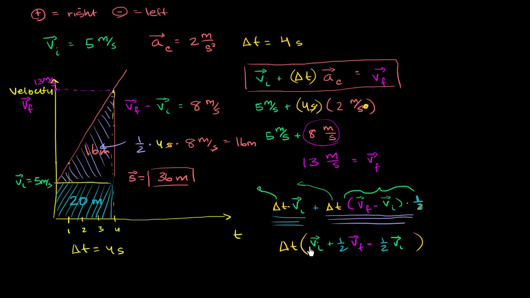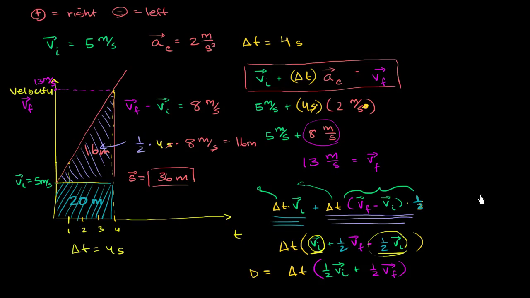And now what does this simplify to? We have something plus 1/2 times something else minus 1/2 times that original something. So what is vi minus 1/2 times vi? Anything minus half of it, you're just going to have a positive half left. So these two terms simplify to 1/2 vi, 1/2 the initial velocity, plus 1/2 times the final velocity. And all of that is being multiplied by our change in time, or the time that has gone by. And this tells us the distance that we traveled.